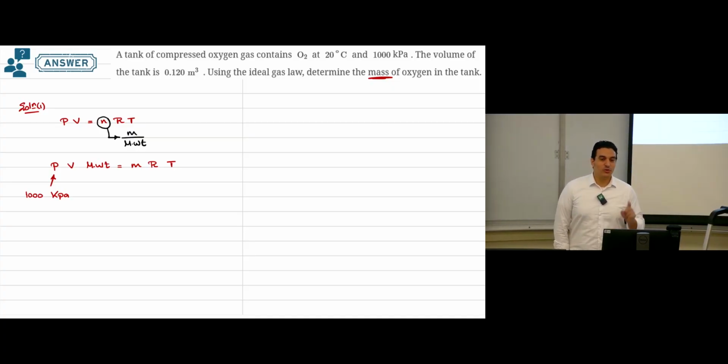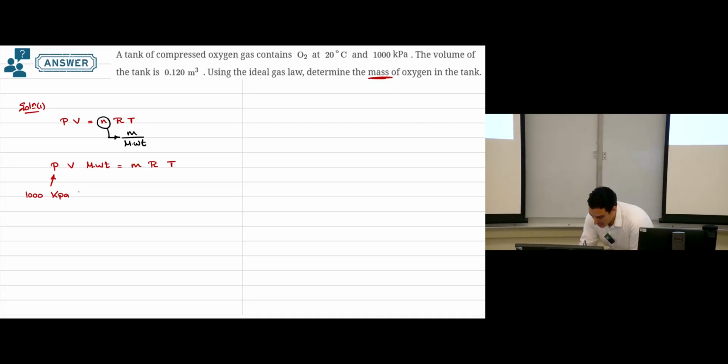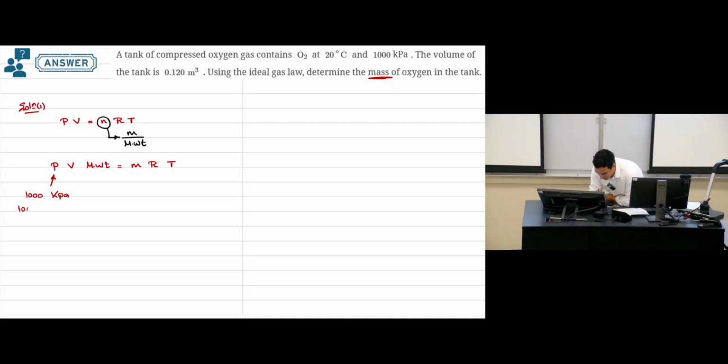Atmosphere. We repeated this same question last week, and you're repeating the same mistakes. Only one of you said the correct one, which is Pascal. So the pressure unit in the SI system is Pascal. Remember this. So this one will be 1000 times 10 to the power 3 Pascal.